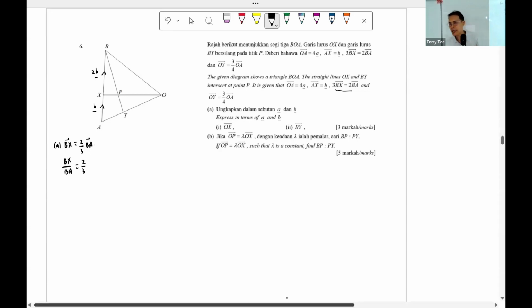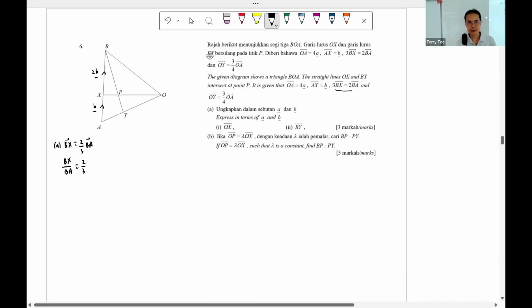Can we do it this way, straight away? I straight away map it on my diagram so that I can read directly from my diagram. You understand this, right? BX is 2 to 3. So this is 2. This whole thing is 3. Right? So I can surely say that this is 2B.